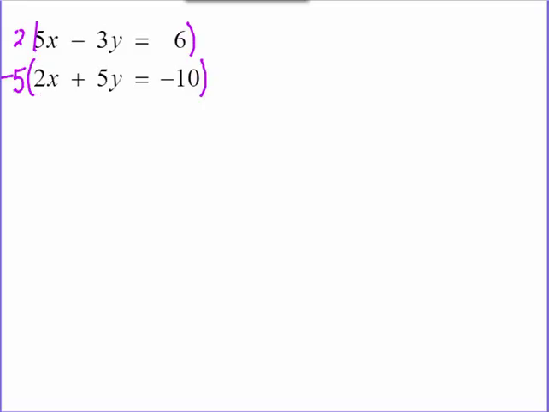You could do that, and you would get the same answer as if I wanted to eliminate the y. How would I eliminate the y? What would I multiply the top by? 5. What would I multiply the bottom by? Negative 3. Now see, that one I don't have to worry about the negative sign because the signs were already opposite to start with. And it doesn't matter because you will still get the same answers.